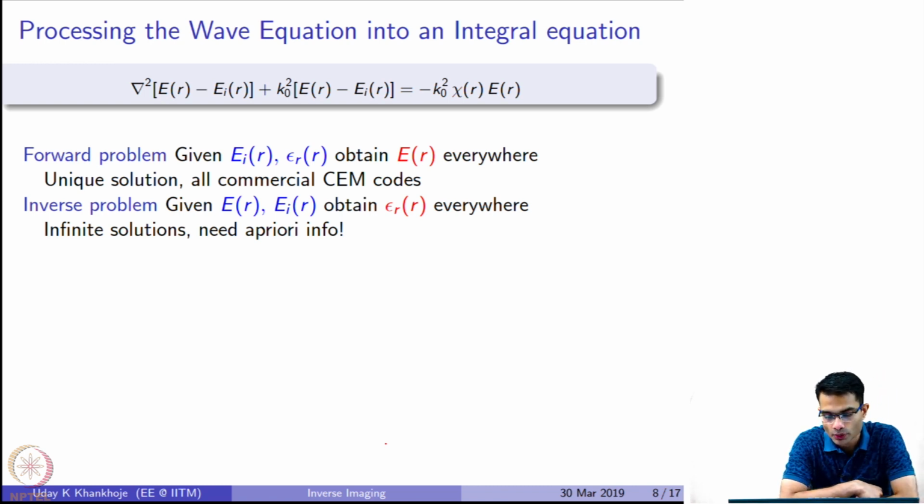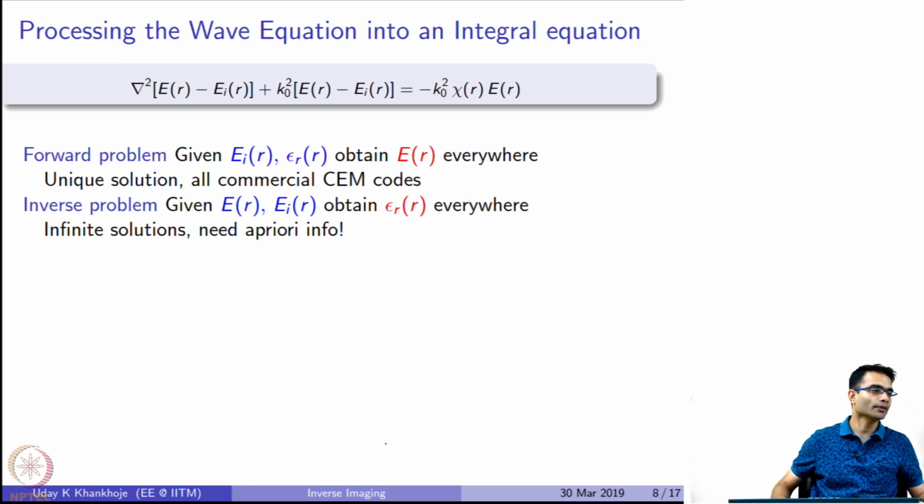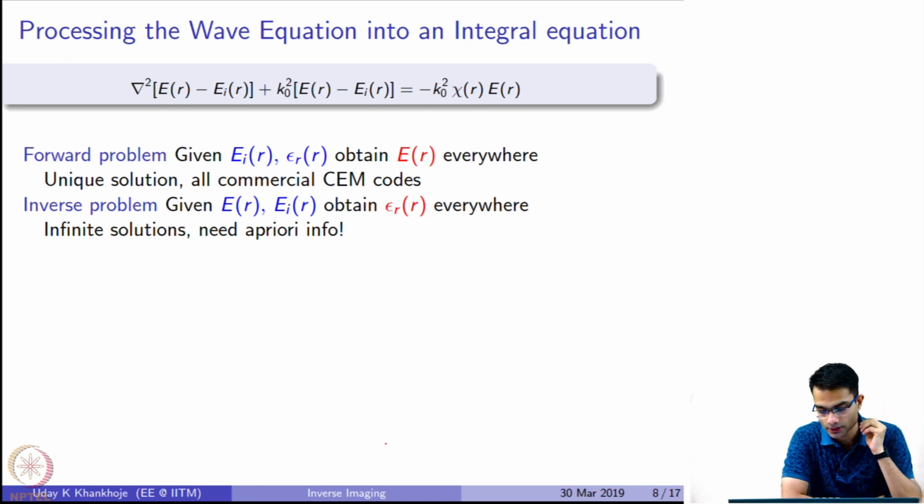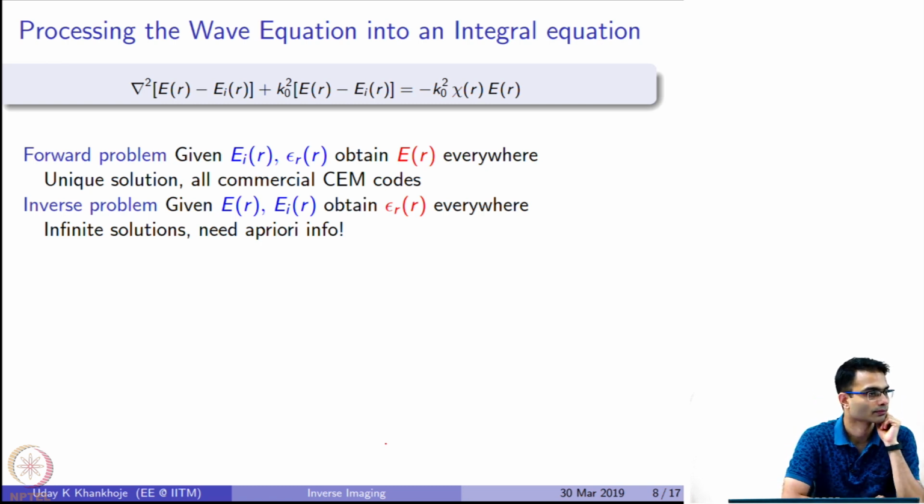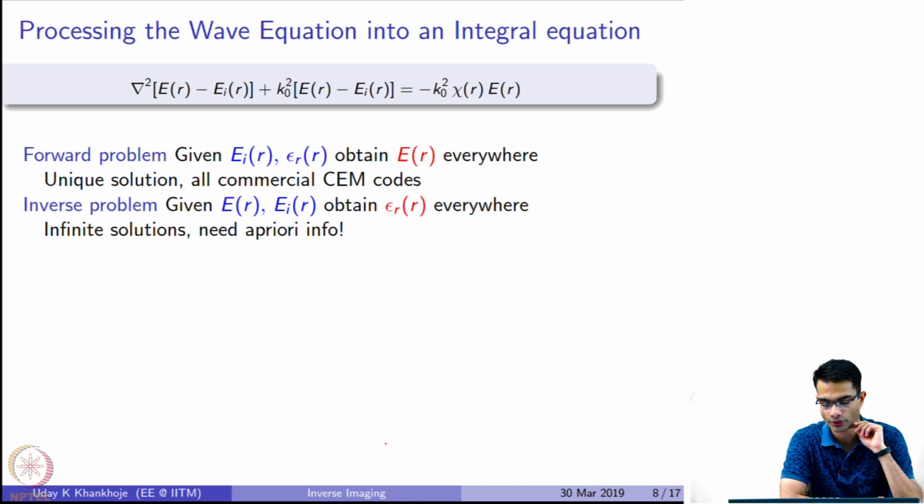Now the inverse problem, looking at this equation, is you are going to be given the electric field. So if I give you incident field and scattered field, from that you can get total field, right. So E is given to you, E incident is also given to you because you have designed the transmitting antenna, right, and you want to obtain permittivity everywhere. Okay. So this is just a revision of what you already know in a little bit more formal way.